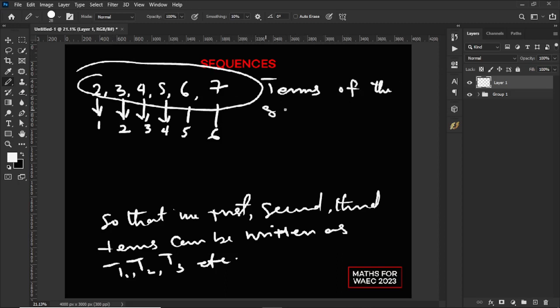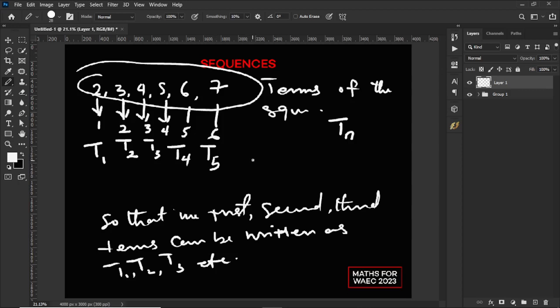Now, you can write the nth term of a sequence as t sub n. The first term here is going to be T1, the second is T2, the third is T3, the fourth is T4, and the fifth is T5.